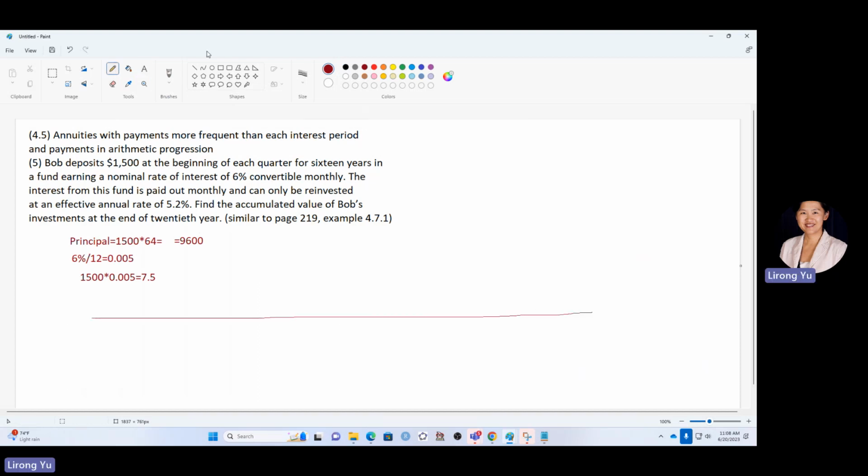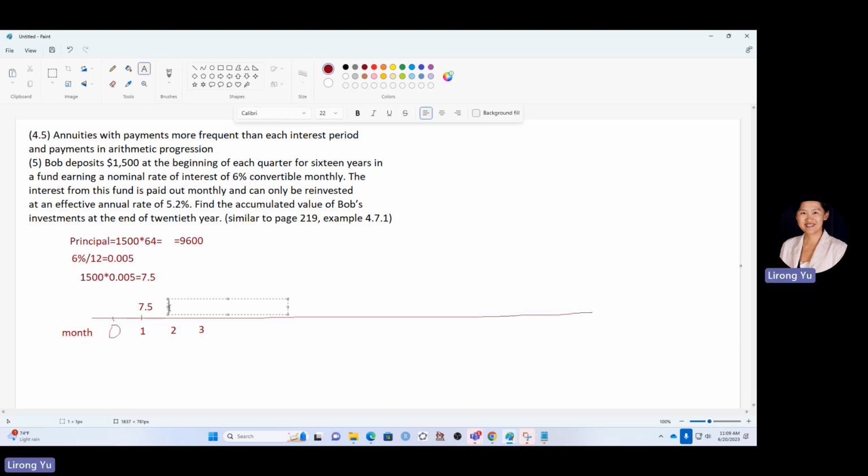So let's draw the cash flow for the interest. We start with time 0, and then this is all months. The timeline is being marked out by months. Right, and then here's 1 and 2 and then 3. The first 3, they were all 7.5, 7.5, 7.5. And then after that, for 4, 5, 6, they were supposed to be 15.